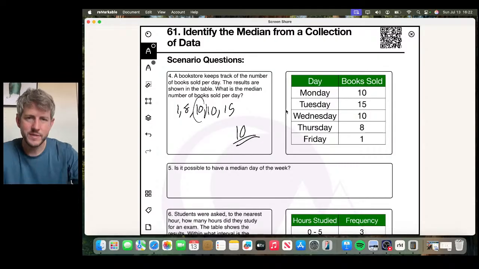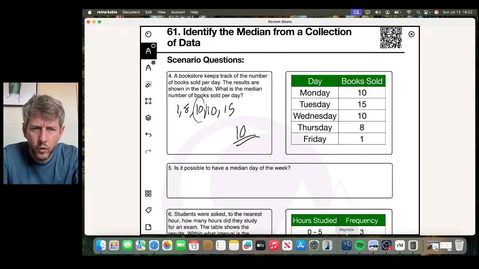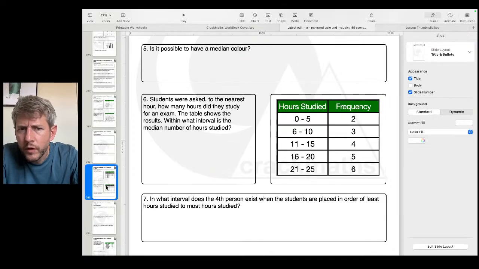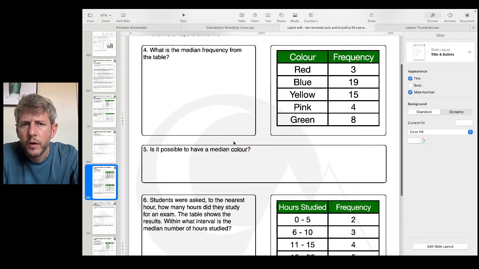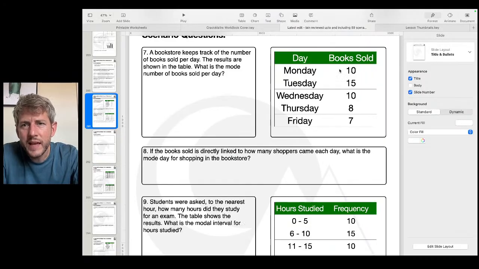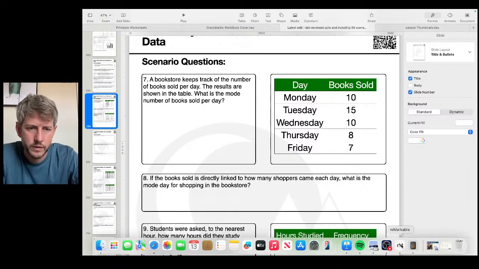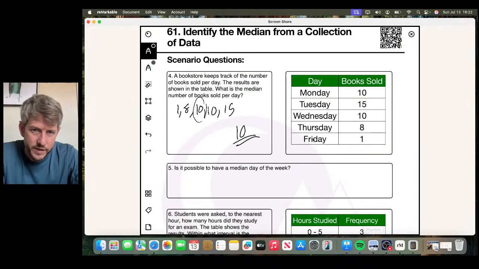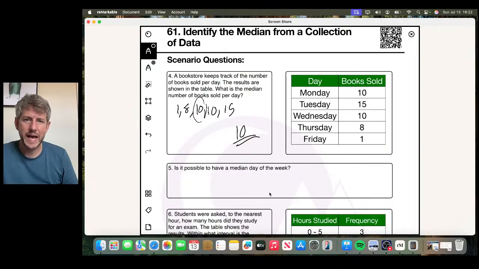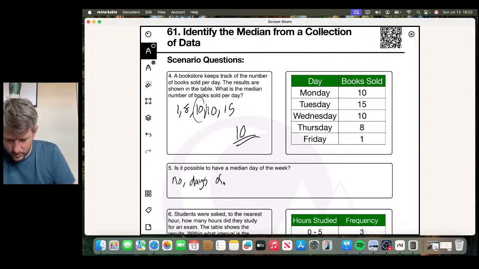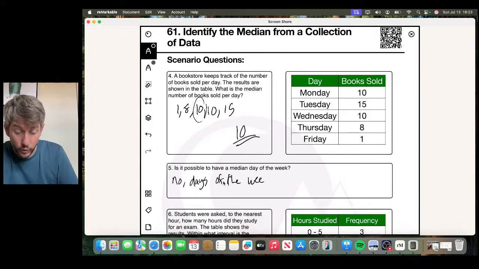Was that the same as the last question? Or 1 second. So nope. It was the same table as this question, but these were questions on the mode, so that's fine. So that's absolutely allowed with this, so that's no worries at all. Is it possible to have a median day of the week? No. Days of the week cannot be ordered by size.